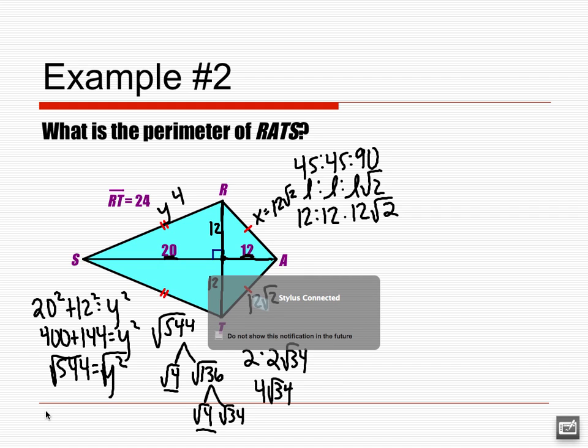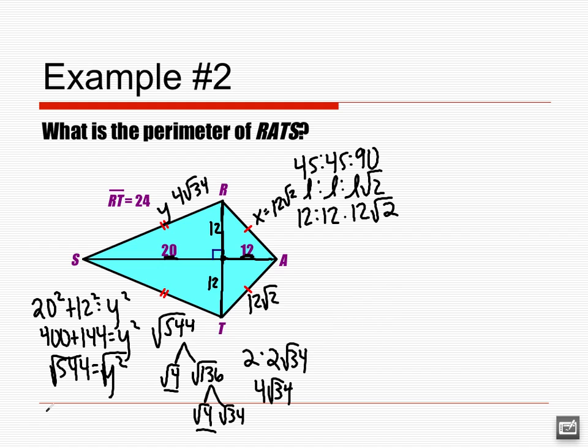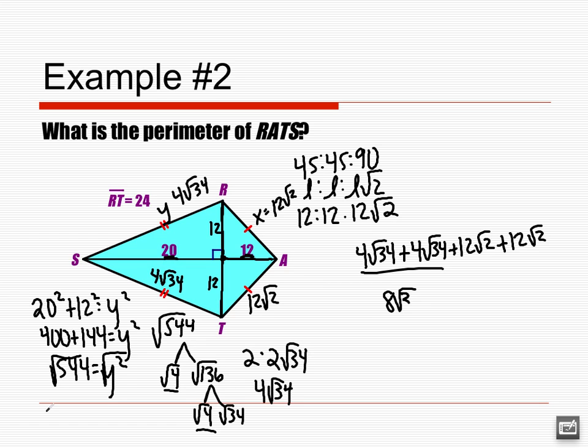Okay, so I have 4 root 34, and I have 4 root 34. Now last step, find the perimeter. That means add up the sides. So I have 4 root 34, add 4 root 34, add 12 root 2, add 12 root 2. These are like terms. They become 8 root 34. These are like terms. They become 24 root 2.